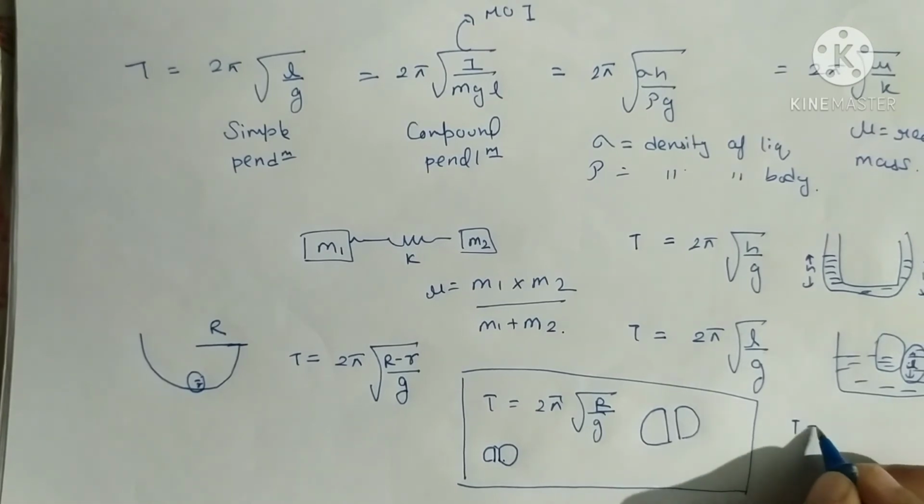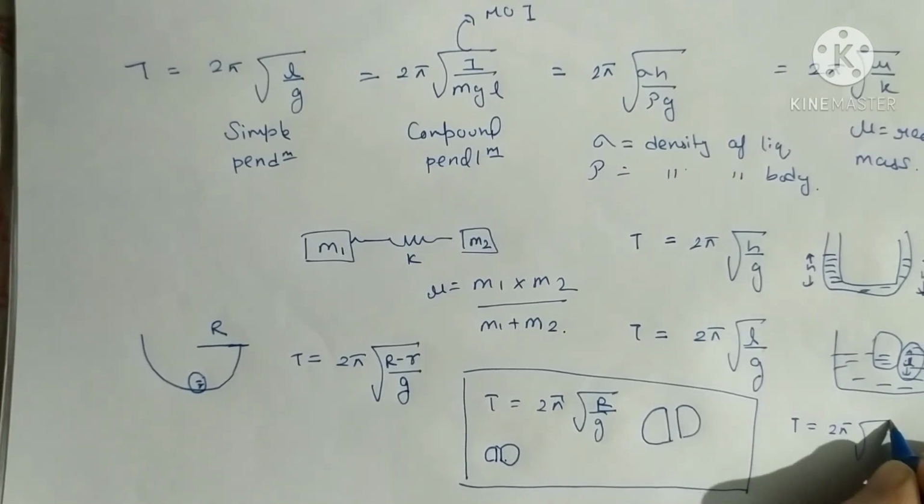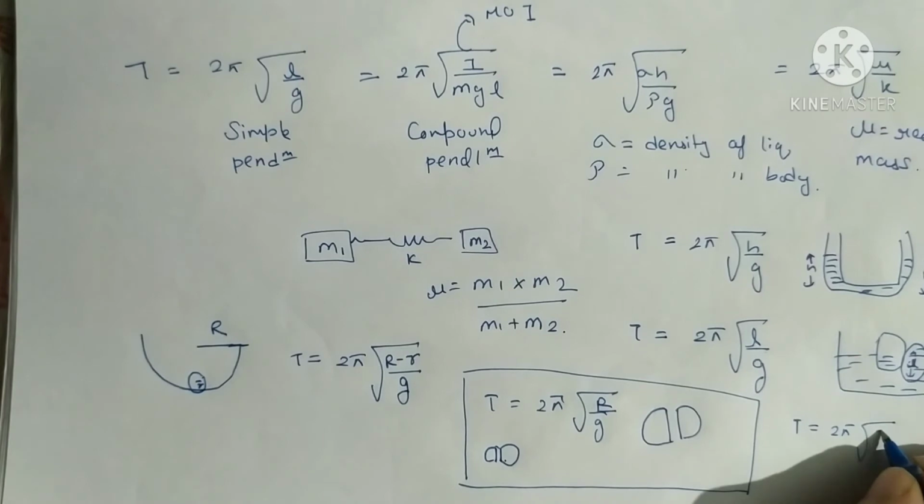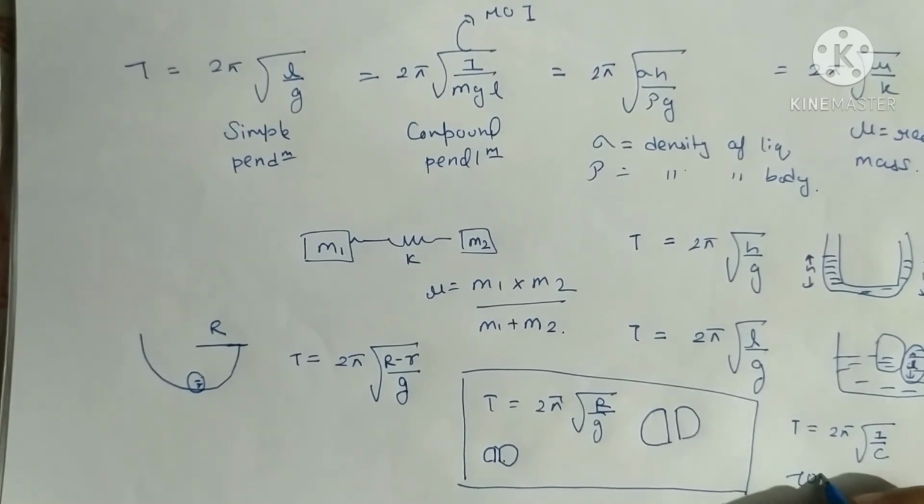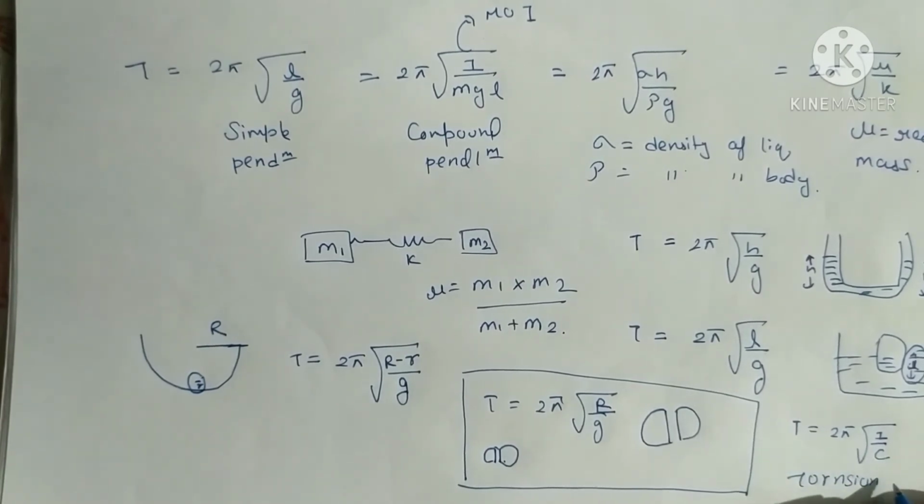Then T is equal to 2 pi under root I upon C. This is for torsional pendulum.